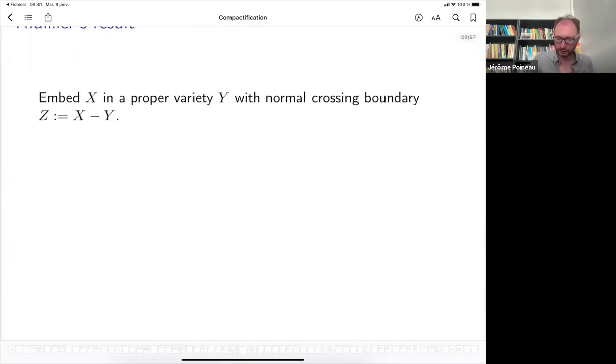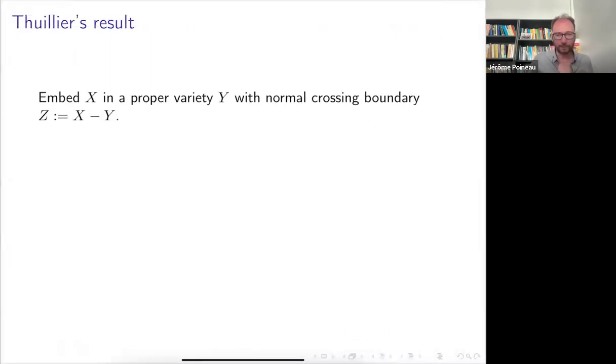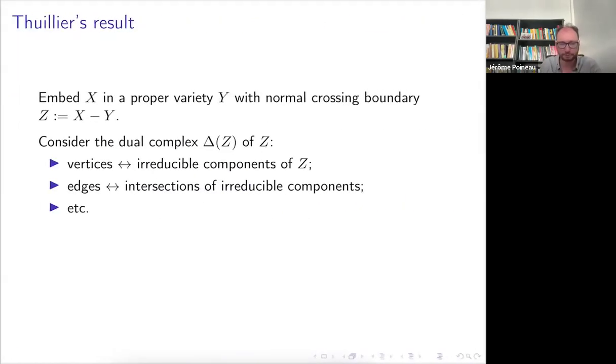Okay, and let me just stop for one minute to tell you about Thuillier's result, who studied and actually introduced this bet notation. He has a very nice result about this boundary that I cannot resist telling you about. So you embed X in a proper variety with normal crossing boundary. So something a bit more specific than what I said before, but we can do that.